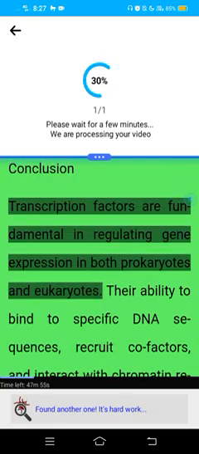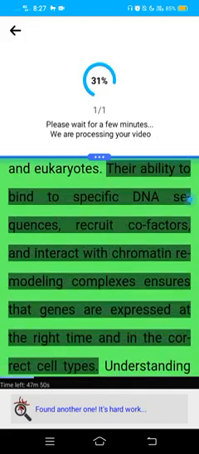Conclusion. Transcription factors are fundamental in regulating gene expression in both prokaryotes and eukaryotes. Their ability to bind to specific DNA sequences, recruit cofactors, and interact with chromatin remodeling complexes ensures that genes are expressed at the right time and in the correct cell types.